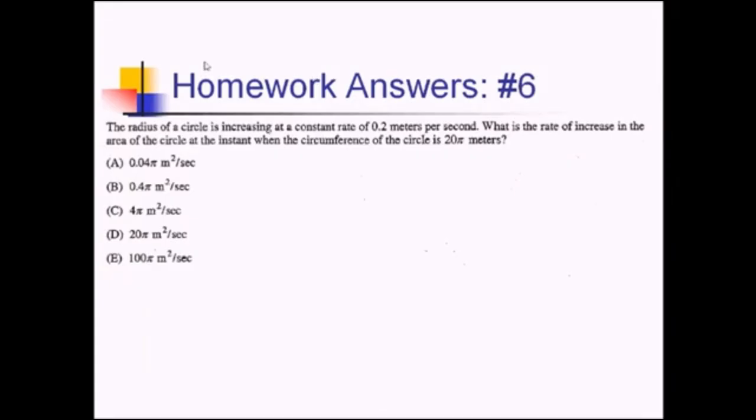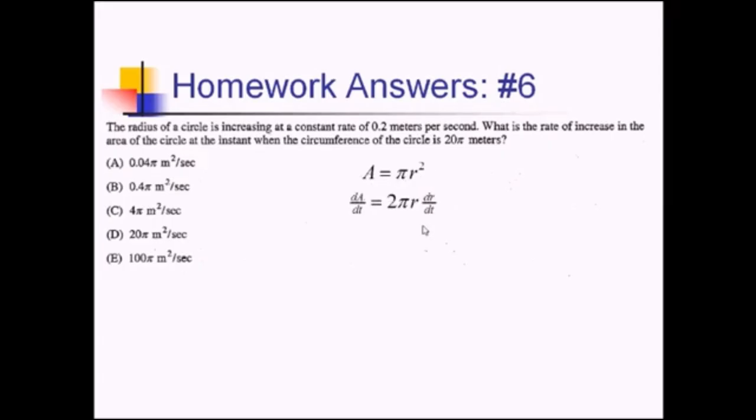For number 6, we have the radius of a circle increasing at some rate. We want to know the rate of increase of the area of the circle when the circumference is a certain amount. This is related rates. We've got multiple rates of change, and we're looking for the rate at which the area is increasing. So let's start by writing the area formula for a circle: A equals πr². We're now going to take the derivative of both sides with respect to time. So we'll have dA/dt equals 2πr dr/dt.